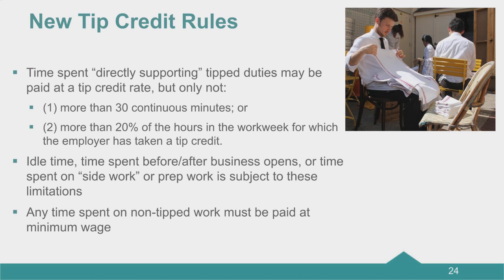Or you cannot do it for more than 20% of the total hours in a work week for which the employer has taken a tip credit. So that's where that kind of 20% rule comes into play. So you can't do it for 30 minutes or more at a time. So it has to be kind of broken down. And then in total, when you're looking at your total work week, if someone works for 30 hours in a week, they can't spend more than 6 hours performing this directly supporting work.